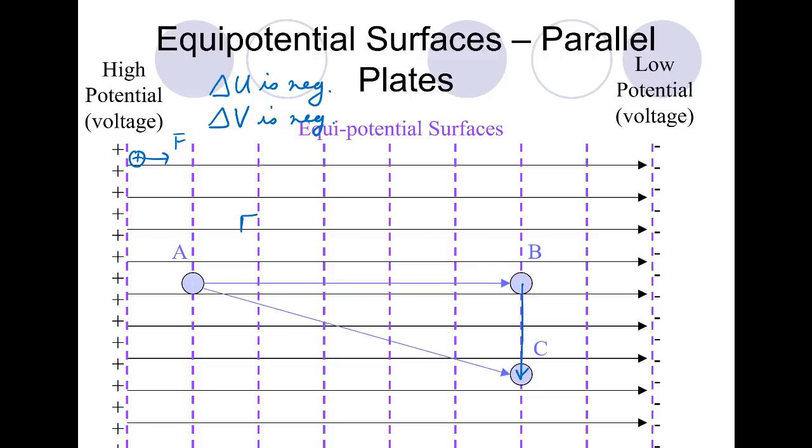Here's another way to think about it. If point B and point C are on an equipotential surface, they're at the same potential, which means that from B to C, delta V is 0, which means delta U is 0. There's no energy change from one to the other, so the work done going from B to C is also 0. Remember, you're going perpendicular to the field, so no work is done.